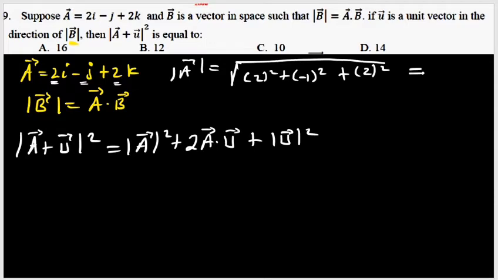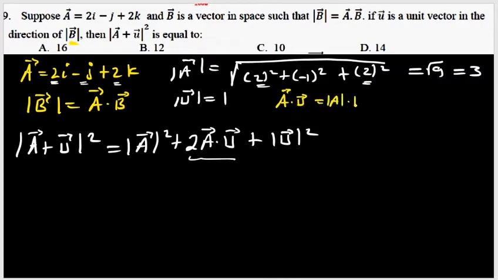When we solve this, it's going to be square root of 9, because 2 square is 4, 4 plus 4 is 8, plus 1 is 9, which is equal to 3. And magnitude of U, don't forget, is 1, since U is a unit vector. Now, the middle part says A dot U. What does that mean? A dot U is the same as magnitude of A times magnitude of U times cosine theta, where theta is the angle between A and U.